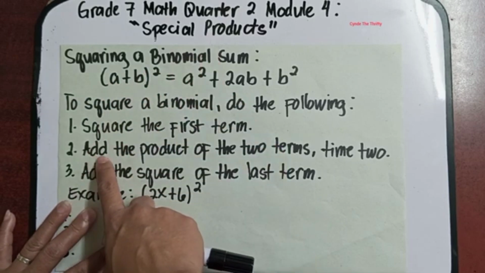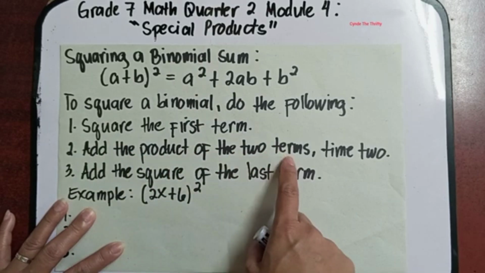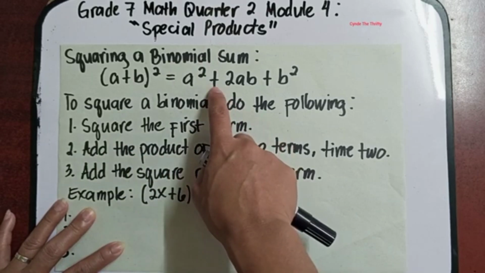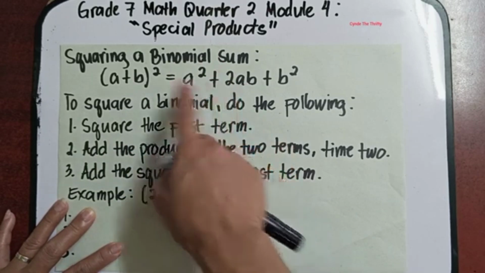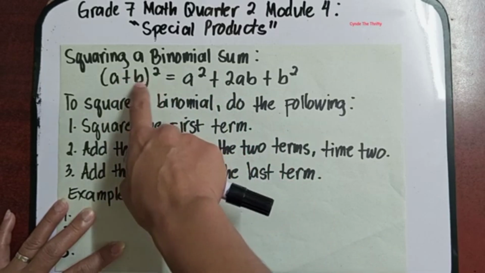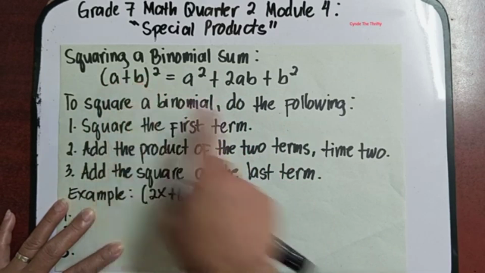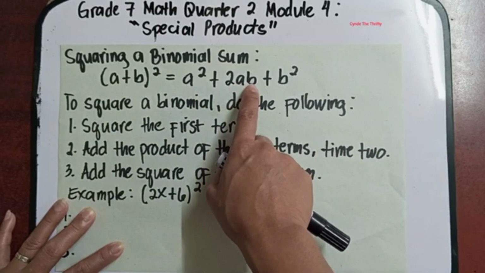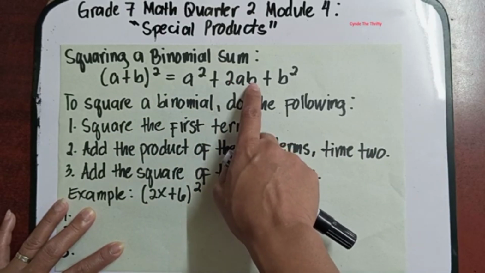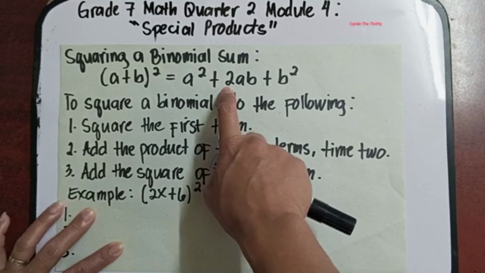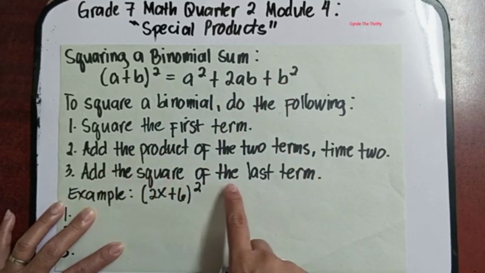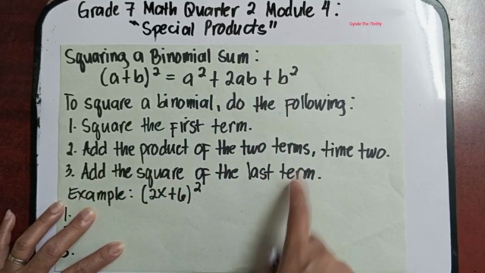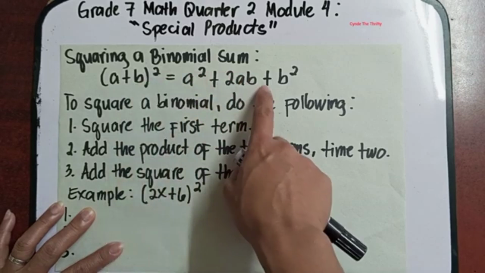Second, add the product of the two terms. Okay? So, i-add natin ang product ng two terms. Ano yung two terms natin? A and B. So, i-multiply natin si A and B times 2. Kaya, 2AB. Okay? So, minultiply natin ang ating two terms times 2. And then third, add the square of the last term. Ang last term natin is b, so i-add natin ang kanyang squared.